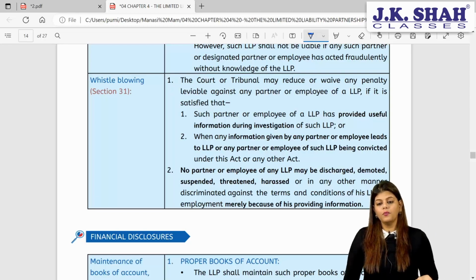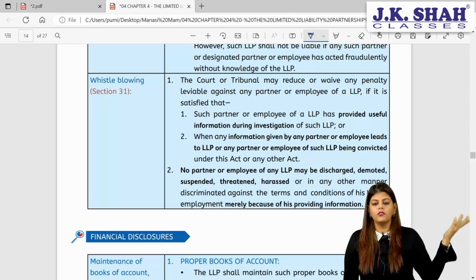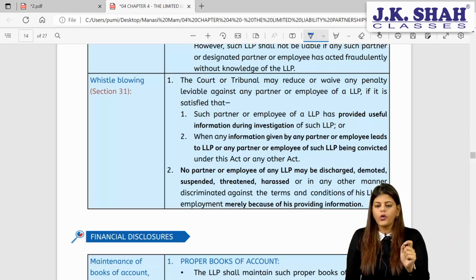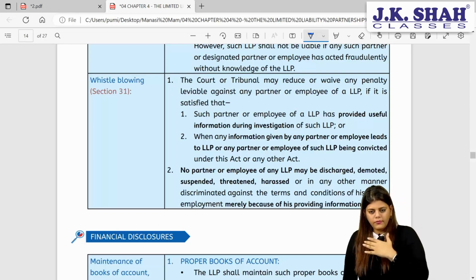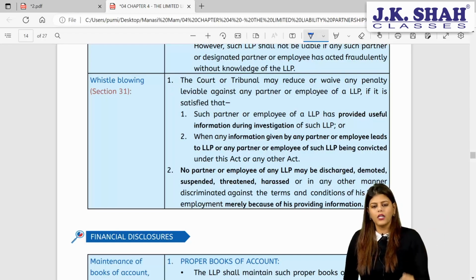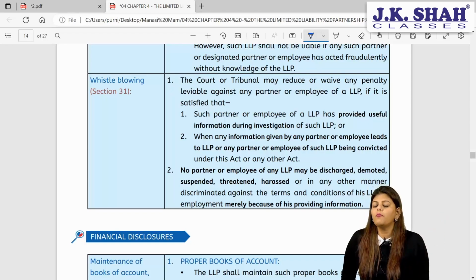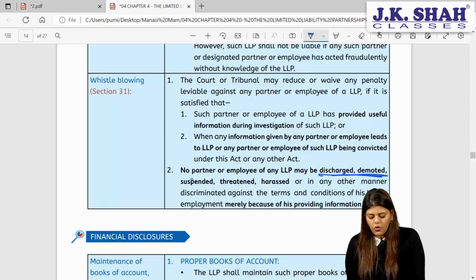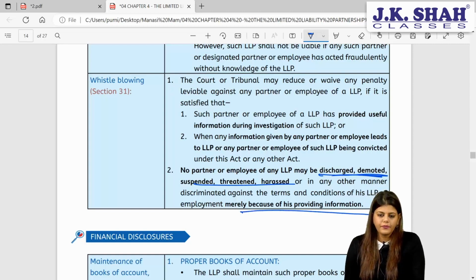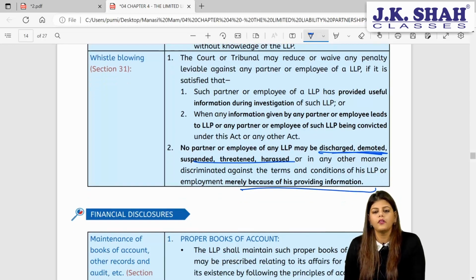Now, because I gave so much important information, it's very well possible those partners, LLP, will get convicted. And so, in order to take revenge, they might kick me out from my job, they might suspend me, demote me, reduce my salary, harass me, etc. Section 31 says, wait, we are coming to your rescue, that if you give some important information, no partner or employee can be discharged, demoted, suspended or harassed in any manner just because he gave the information. So, this section protects me. Clear with this? Perfect.